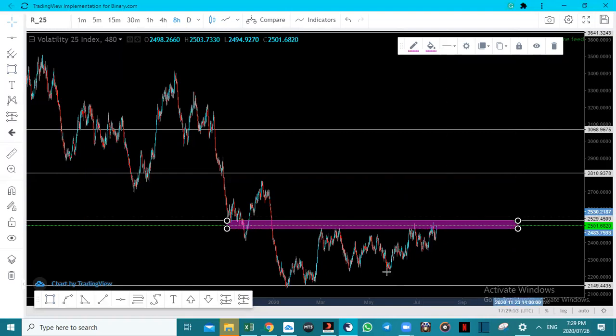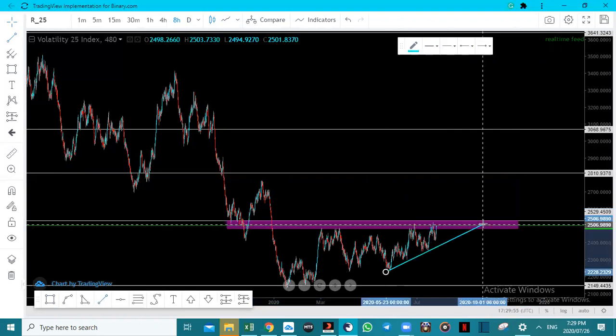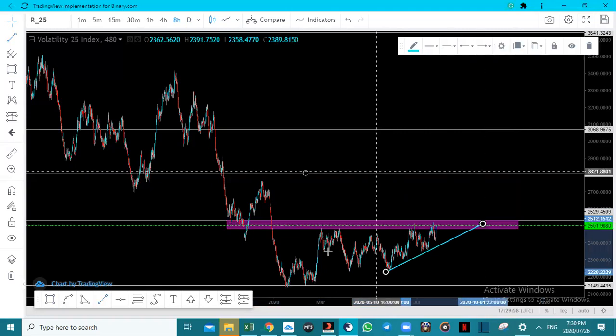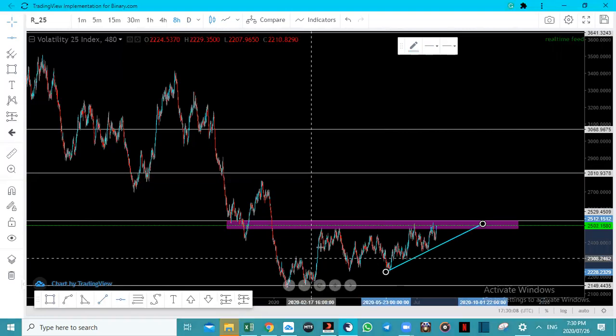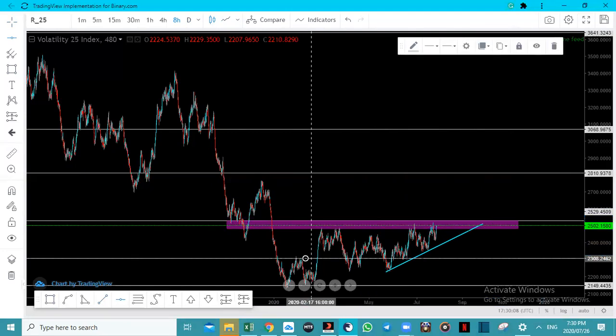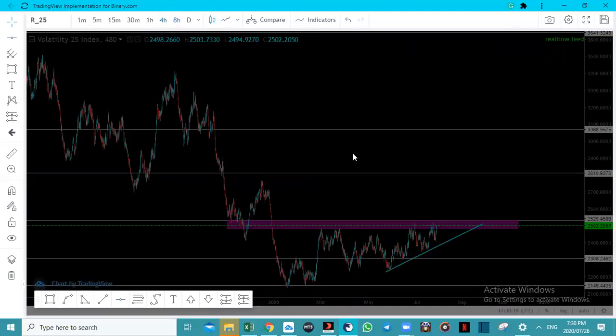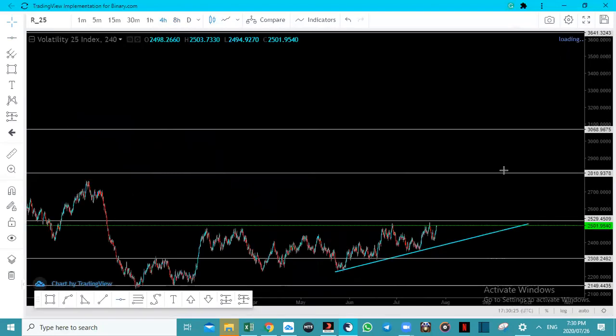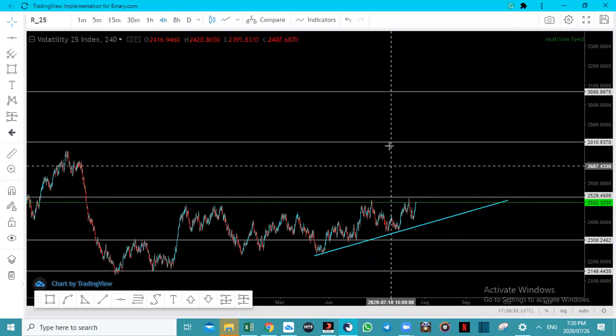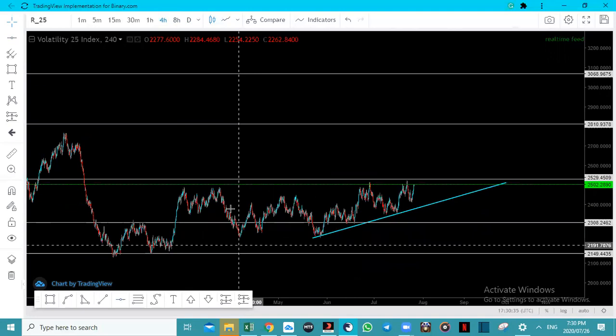Okay, so let's just identify. I see this trend line here in place. We have this little zone here as well. Significant area. So let's go to the 4-hour time frame and see if we can get anything clearer. How many minutes do we have left? Okay, we still have some time. We'll go through volatility 50 and 100 as well.